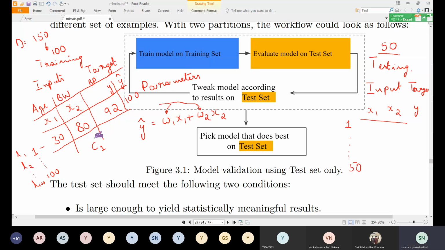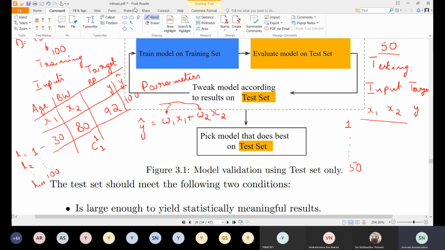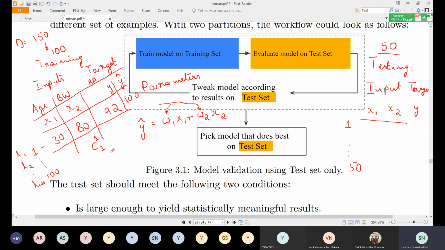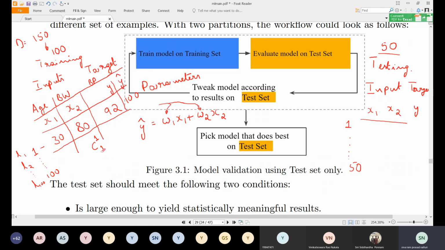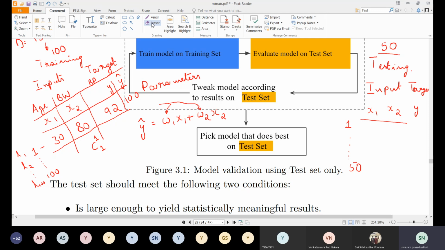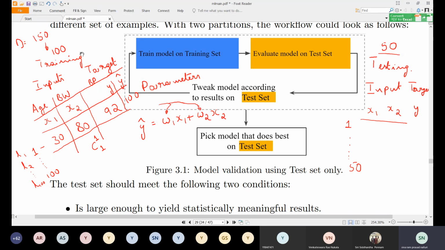Okay, I will use a prefix instead of a suffix. I will use a superscript to represent the iteration number. So I will erase this suffix. When I say C superscript 1, I mean the cost that is calculated in the first iteration. Okay.